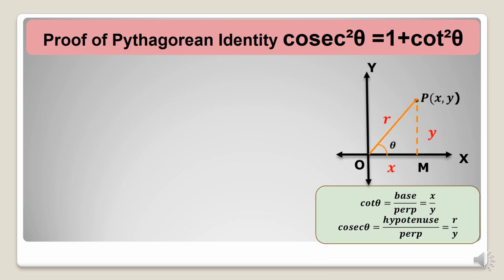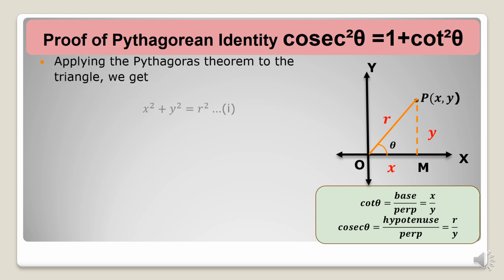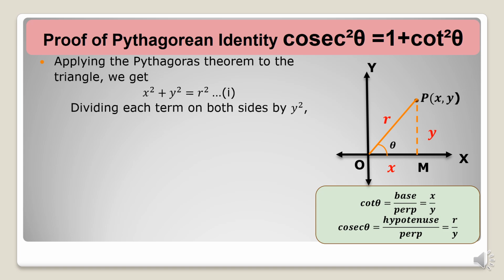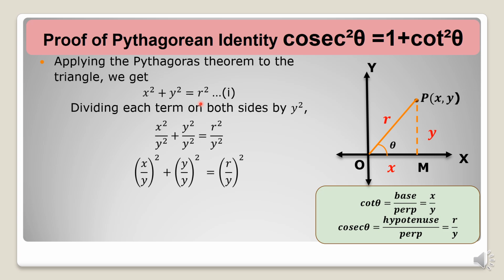As per Pythagoras theorem, we have r square is equal to y square plus x square. R square is actually hypotenuse length, x is the base length, and y is the length of perpendicular in the right angle triangle. So with the reference of base angle, we will divide each side by y square. Each term will be divided by y square. Then we will get x over y whole square, y square will be cancelled with y square, and r over y.